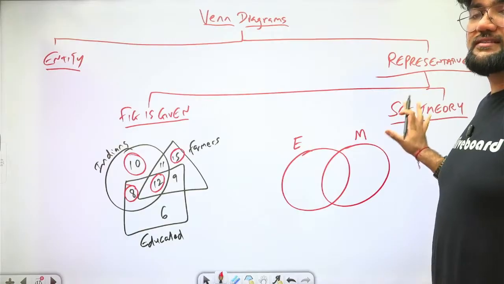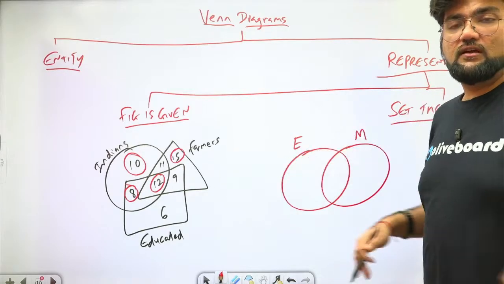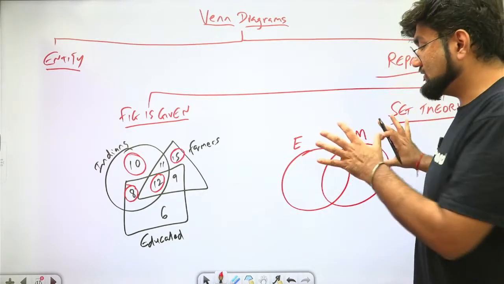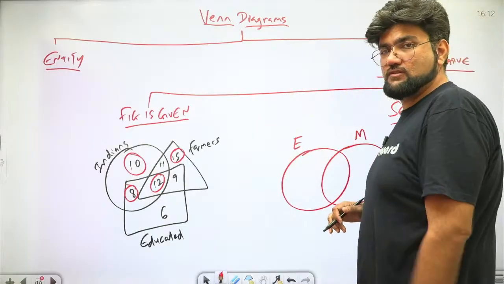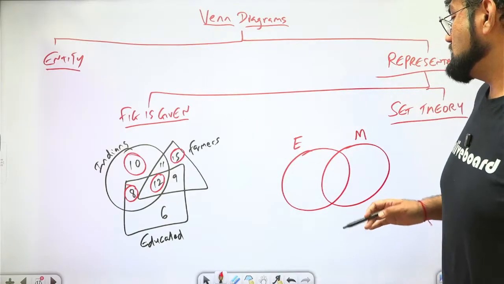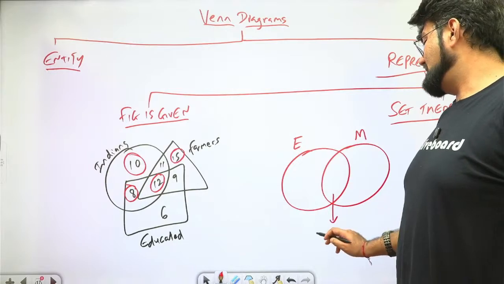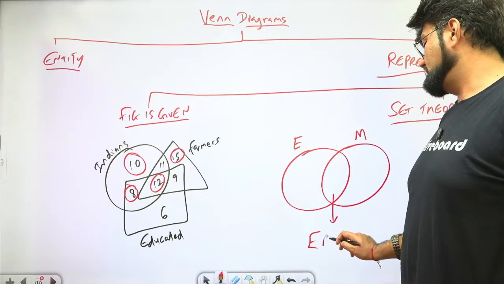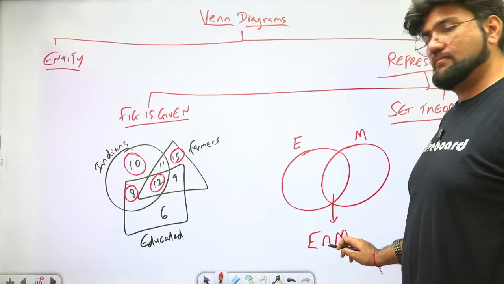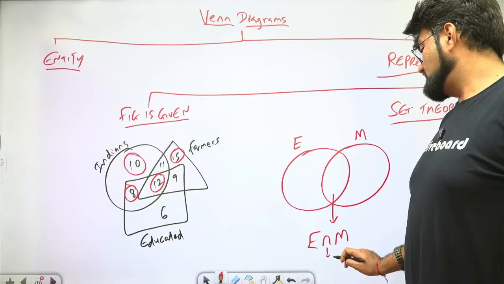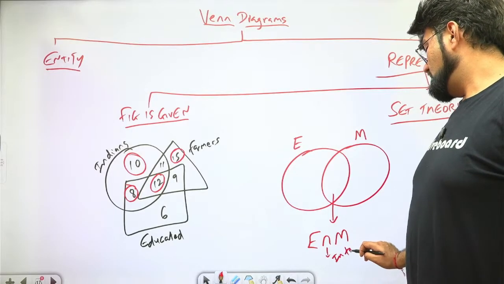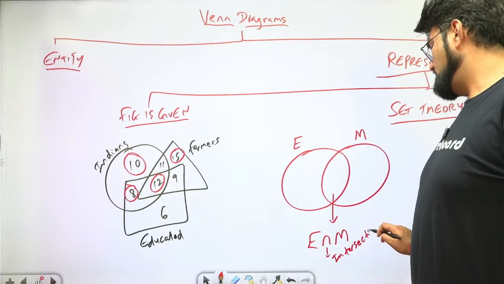What is the point here in set theory? This figure is not actually given. There will be instructions given to you. You will make this figure yourself and then answer the remaining questions. Now, what is this unit called? This unit, which is common in both of them, we call intersection. We label it like this, E intersection M. We use a small n in between and we label it as intersection. Intersection means common between the two entities.